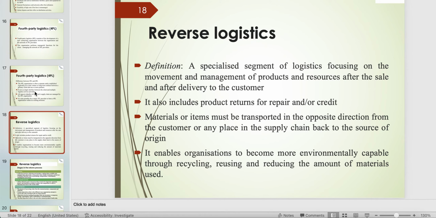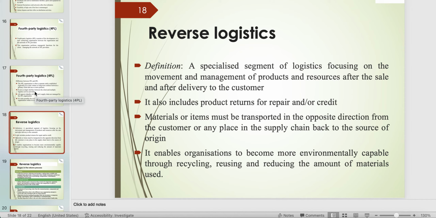So just by definition, reverse logistics is a specialized segment of logistics where the focus is on movement and management of products and resources after the sale and after the delivery to the customer. So it's after sale services and backward return. It includes returns. It could be about unhappiness towards the product. It could be about repair. It could also be about credit. So reverse logistics could involve any of them.